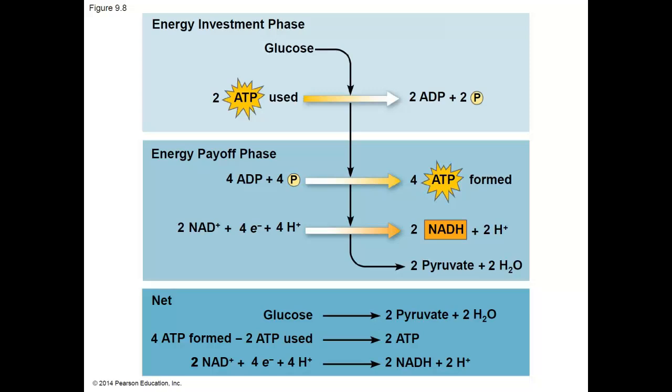Let's begin with glycolysis. In the investment and payoff phases of glycolysis, you can see ATP is used to produce ATP as well as NADH. All cells use glycolysis even if oxygen is unavailable, because oxygen is not needed for this step. The resulting products of ATP, NADH, and pyruvate can be used for future reactions.